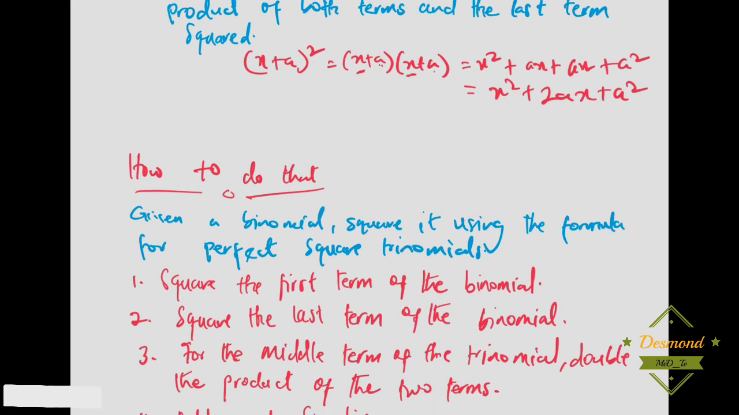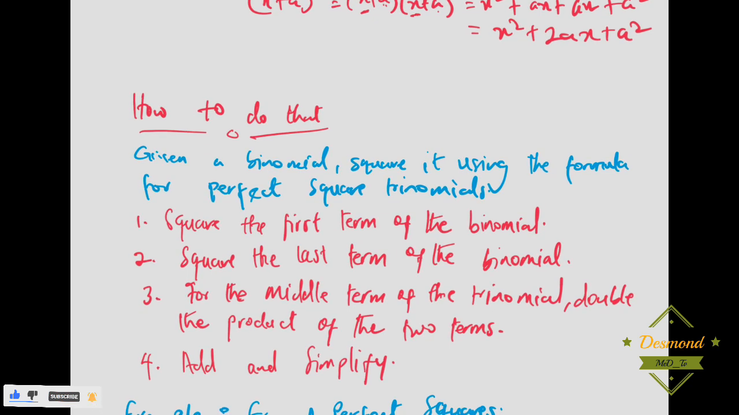Now, how do we do this? When given a binomial, square it using the formula for a perfect square trinomial. The first thing you need to do is square the first term of the binomial. The second thing is to square the last term of the binomial. The third thing, for the middle term of the trinomial, just double the product of the two terms. And lastly, just add and simplify, and you are good to go.